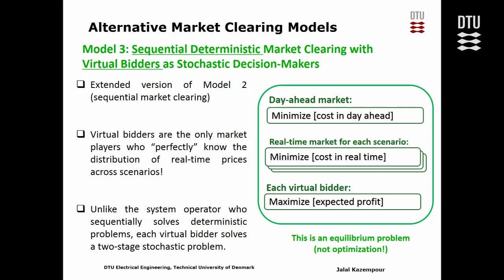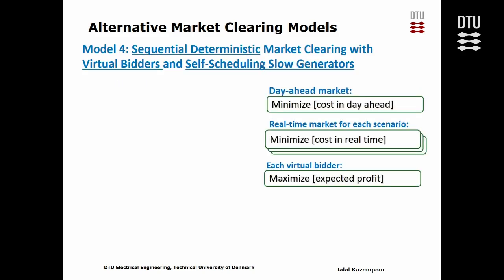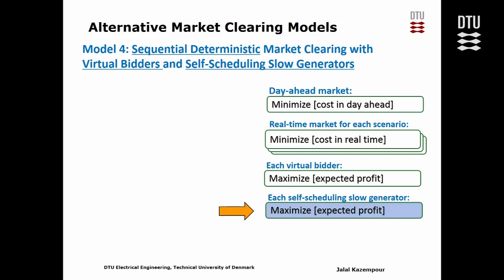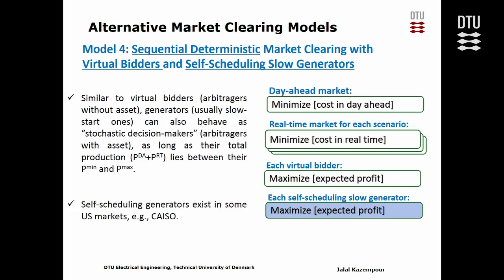So we made some assumptions, right? But this is not an optimization problem. It's an equilibrium. And you can even go one step further. Not only the virtual bidders, but also the self-schedulers, the G1 generator, can maximize its own expected profit. And again, let's assume that this self-scheduler is perfect. It means that it's a price taker, it's risk neutral, and this self-scheduling generator knows exactly the day-ahead price and the distribution of real-time prices in different scenarios. Perfect. And then this is the self-scheduling generator who determines its quantities in day-ahead and real time.